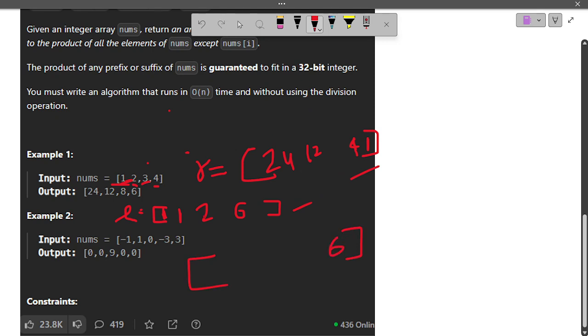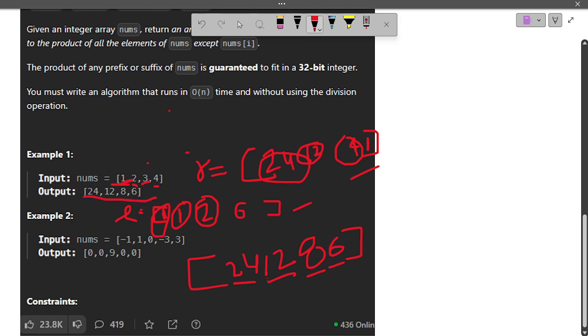Here it is 2, here this is 4, so it becomes 8. Next, here it is 1, here this is 12. So we multiply both. We basically multiplied the both. Here it is 1, here it is 24. So it becomes 24. So the final output is 24, 12, 8, 6.